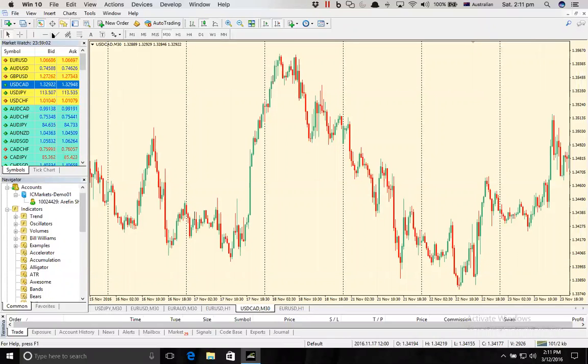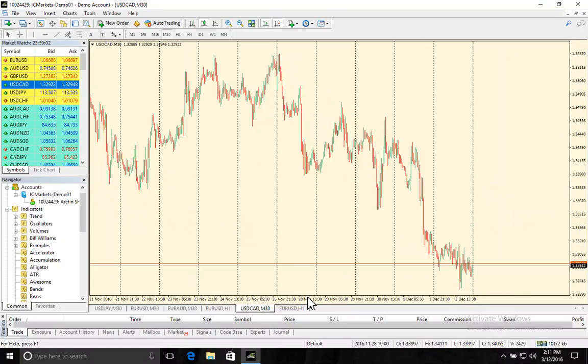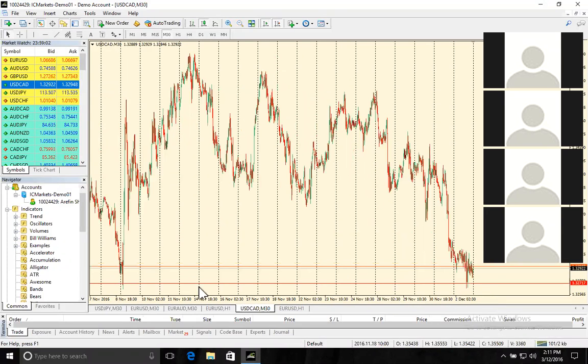Okay. So let me draw. First thing I will do is, on the 30 minutes, I make it a little bit bigger so I can see exactly where the picture is. And I can see that the first support is somewhere around here. And you can see that it's right up here.